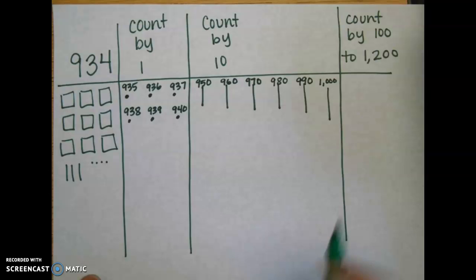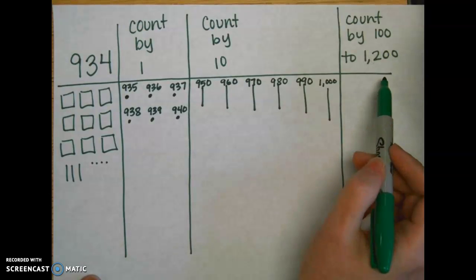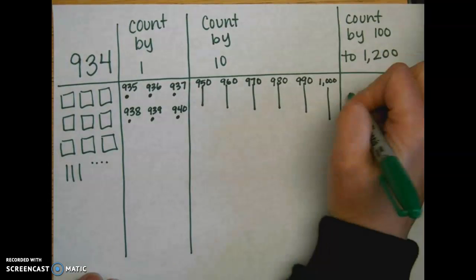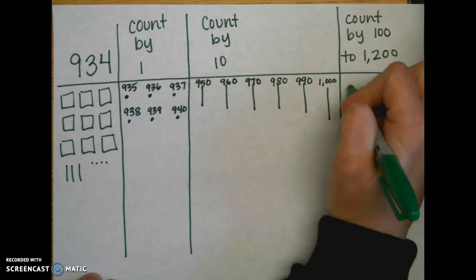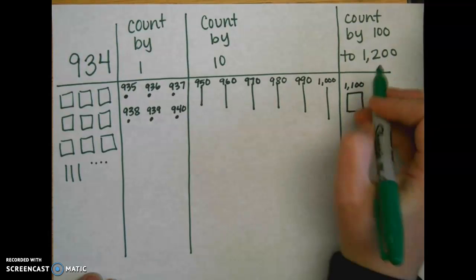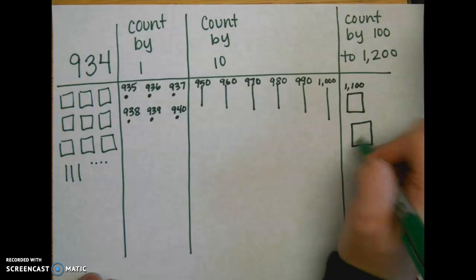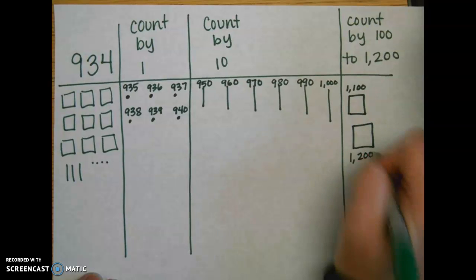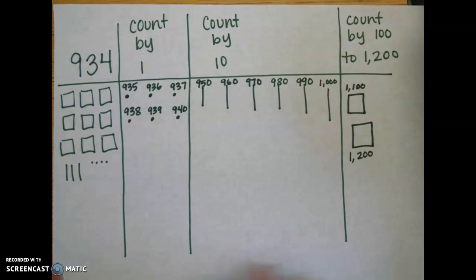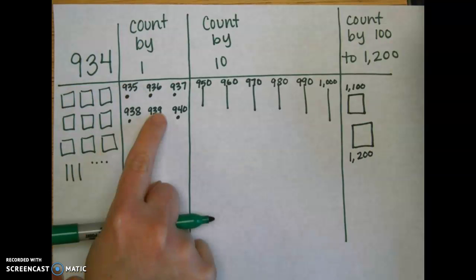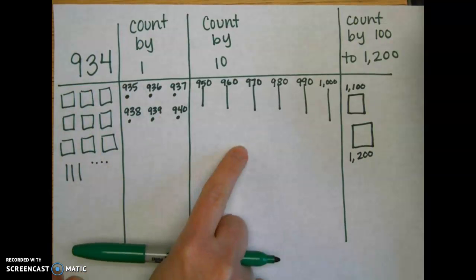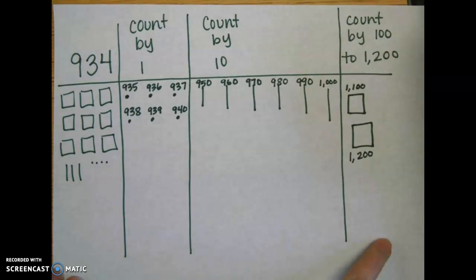Now we want to count by hundreds to get to 1,200. So 1,000, 1,100, 1,200.